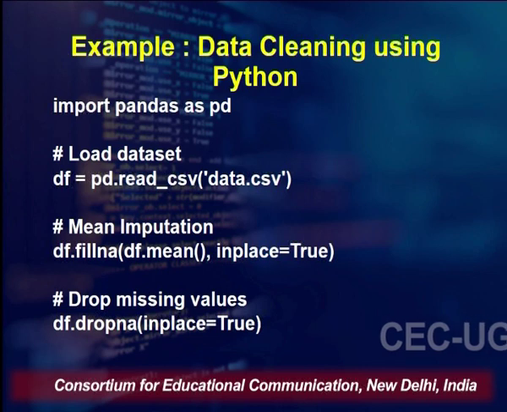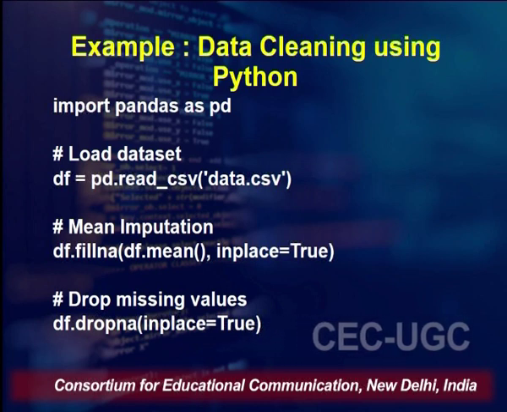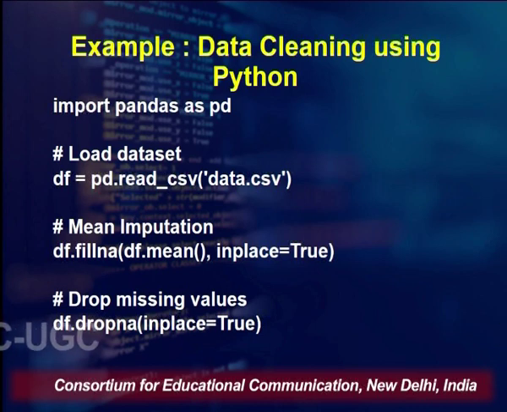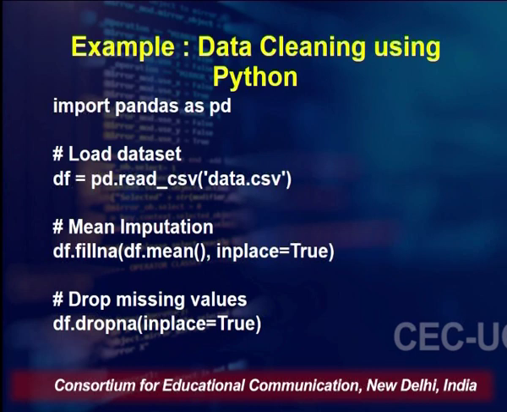Wherever you have a missing value, it is going to put in the mean of the values, or the other thing is that you simply drop that record. So, we are saying df.dropna with inplace=True. Wherever the value is missing, you simply drop that record. So, these are the two approaches which are commonly used whenever there is a missing value: either you use deletion or you use imputation.